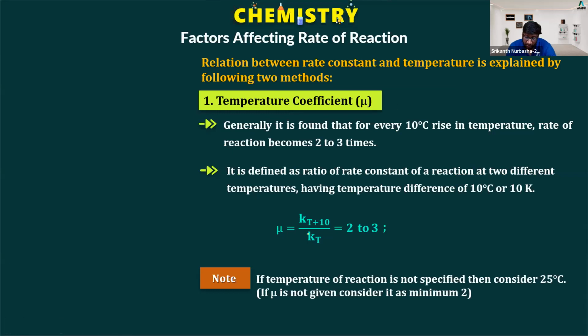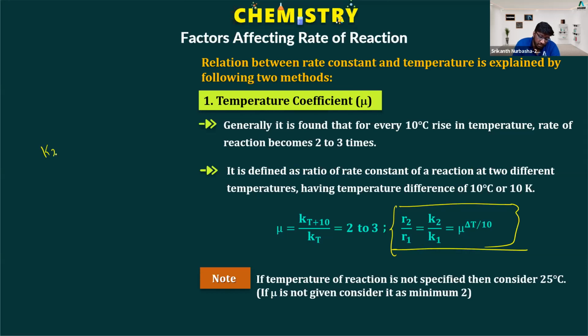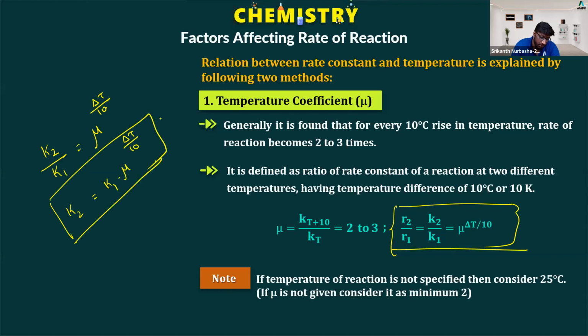The temperature coefficient, mu, is K at T plus 10 divided by K at T, that is equal to 2 to 3. And here you have R2 by R1 is equal to K at a different temperature T2 divided by K at temperature T1, which is equal to mu power delta T by 10. Or K2 is equal to K1 into mu power delta T divided by 10. This is your rate constant at temperature T2. Rate constant at temperature T2 is equal to rate constant at temperature T1 into mu power delta T by 10, where mu is the temperature coefficient.